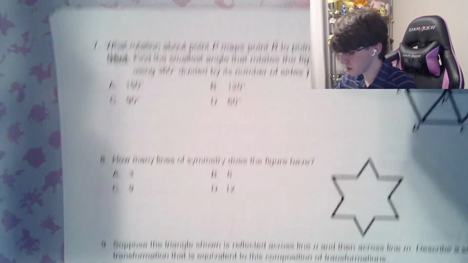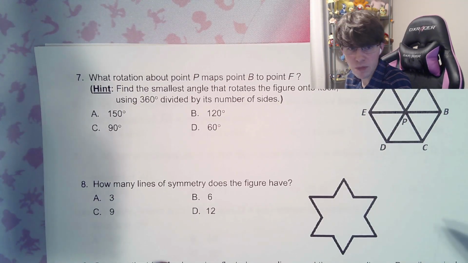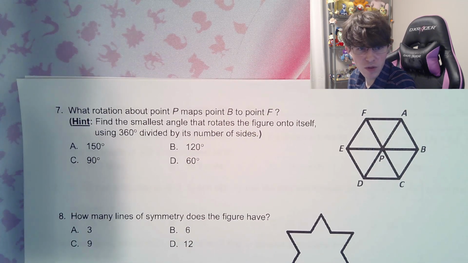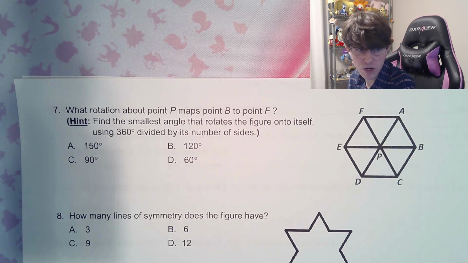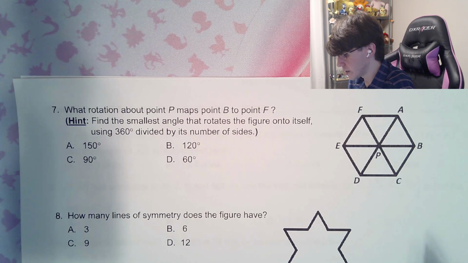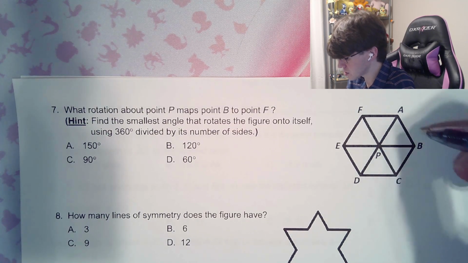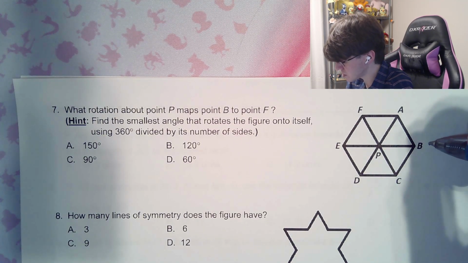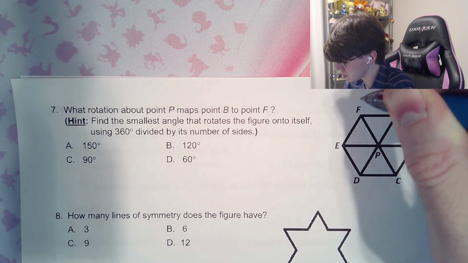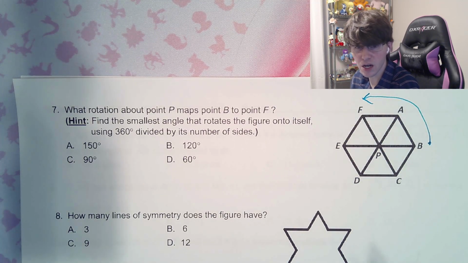So number 7, what rotation about point P maps point B to point F? Find the smallest angle that rotates the figure onto itself, 360 divided by the number of sides. One thing to remember is that you're always going counterclockwise. So you are going from here to here. You are not going clockwise. That would not be correct.